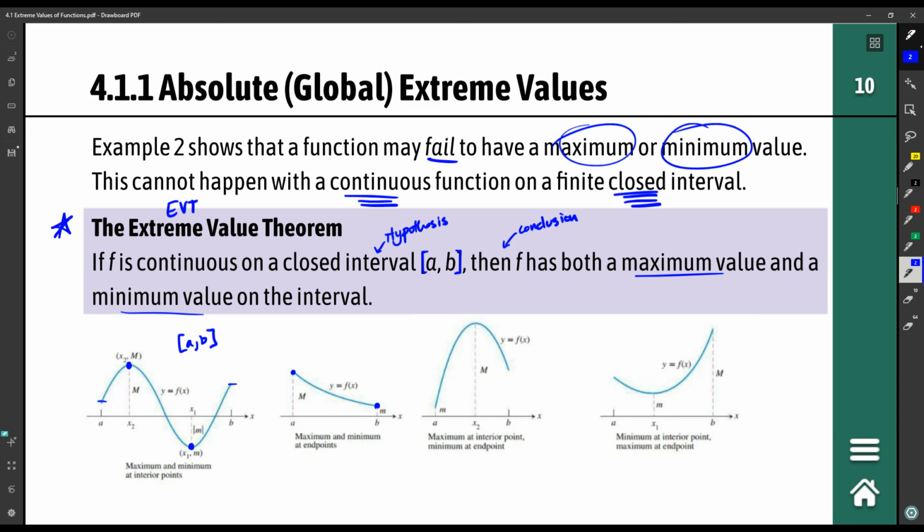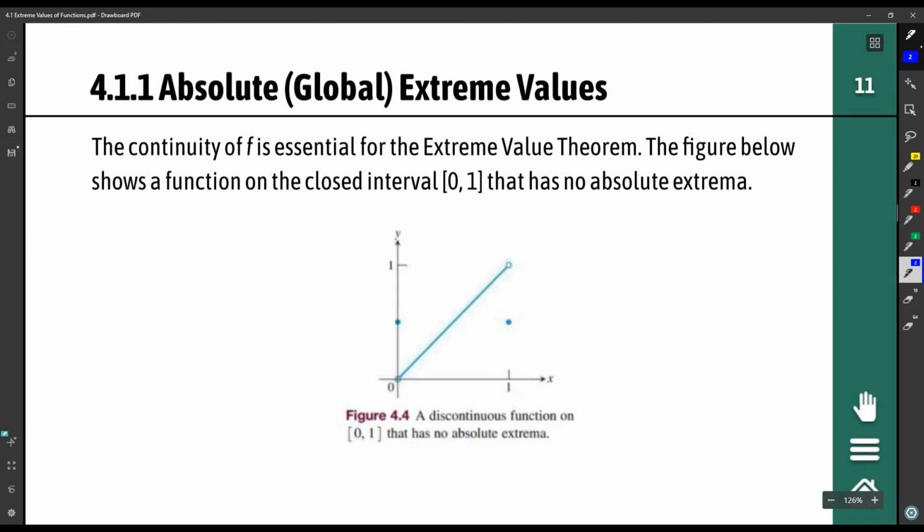On the third picture, we've got an absolute minimum at the left endpoint at a, and then the absolute maximum occurs at an interior point, but there's nothing at the right endpoint. And finally, the opposite is true on the last graph, that we have an absolute minimum at an interior point and an absolute maximum at the right endpoint, but nothing at the left endpoint. So the takeaway here is that if our function's continuous and it's defined on a closed interval, then in that interval we will have both a maximum and minimum value, and the maximum or minimum could occur at the endpoints, but they could occur at interior points as well.